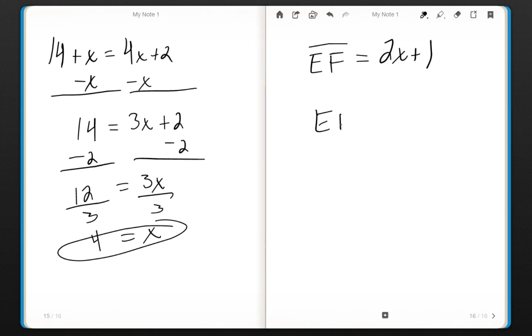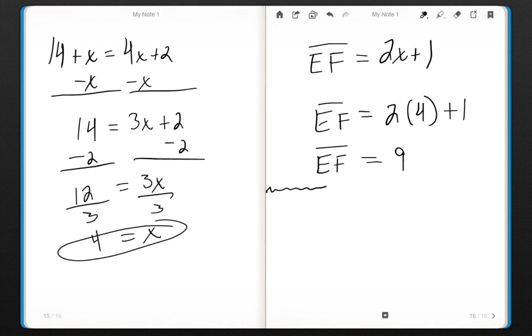So that means EF is 2 times x plus 1. X was 4, so it's a total of 9. So not too bad. Do a few of those for homework. Not too many proofs on the homework for this one. It's just sort of using that midsegment theorem for trapezoids. It's actually really useful, so we'll see it again later on in the chapter, I believe.